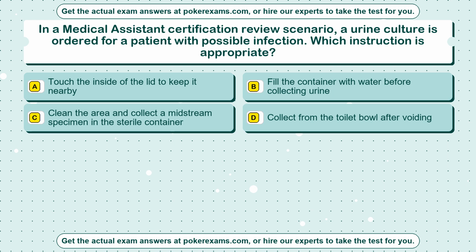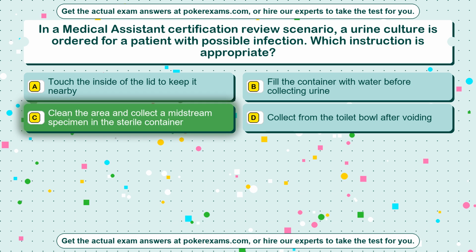In a medical assistant certification review scenario, a urine culture is ordered for a patient with possible infection. Which instruction is appropriate? Option A, touch the inside of the lid to keep it nearby. Option B, fill the container with water before collecting urine. Option C, clean the area and collect a midstream specimen in the sterile container. Option D, collect from the toilet bowl after voiding.